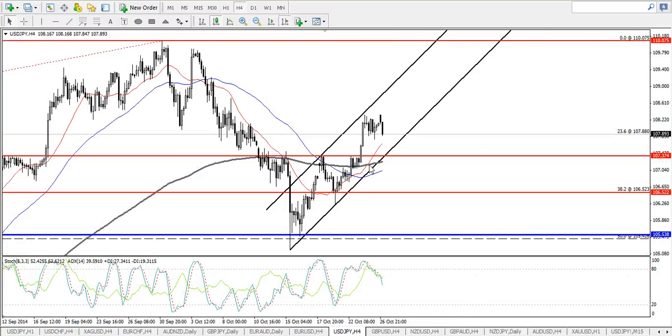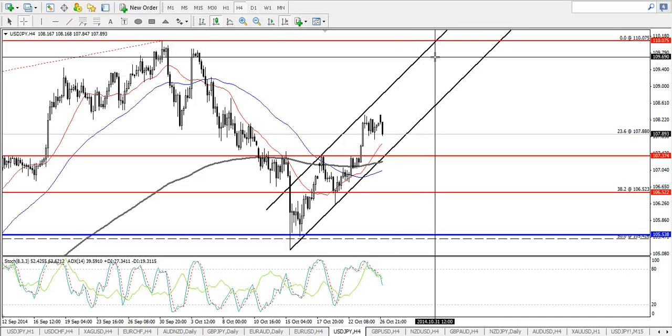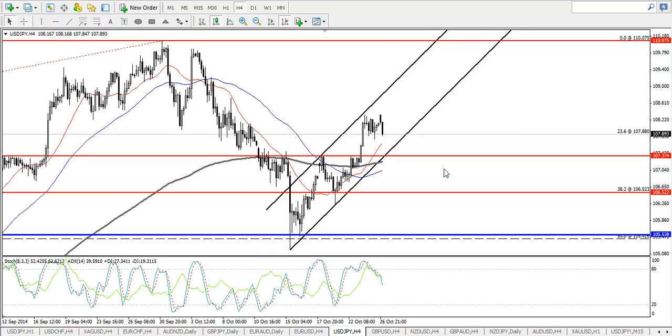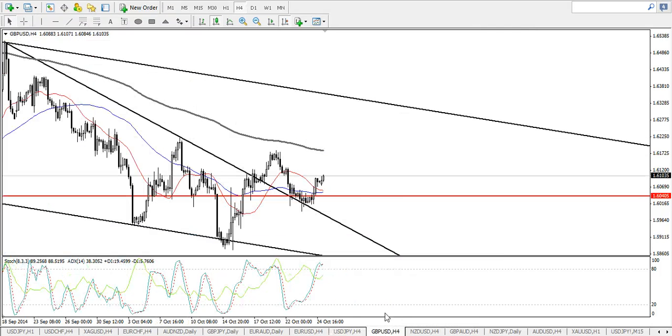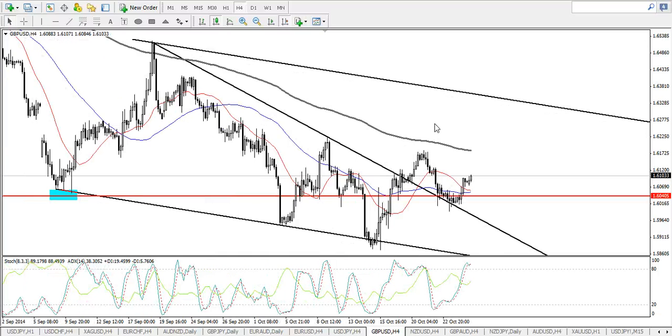And of course the first level to look at is definitely the previous high at the price of 110. So that is for the dollar against the yen. Next, we shall look at the pound against the dollar.